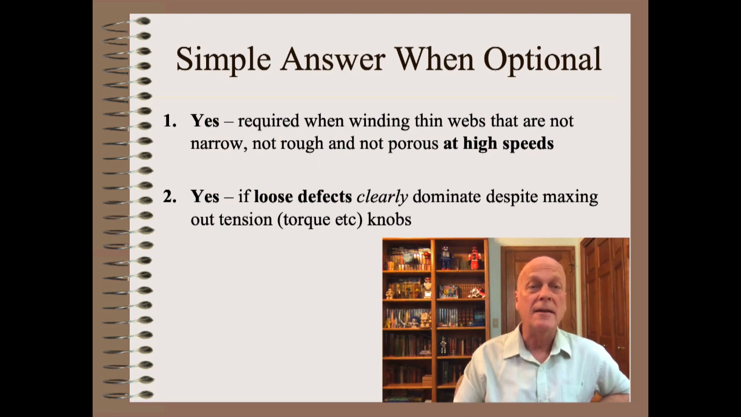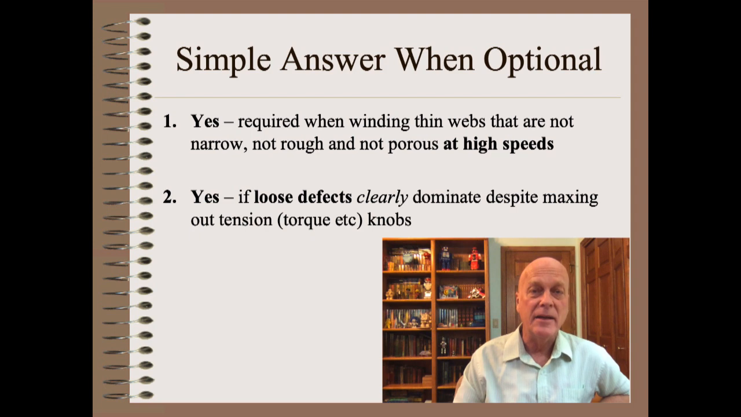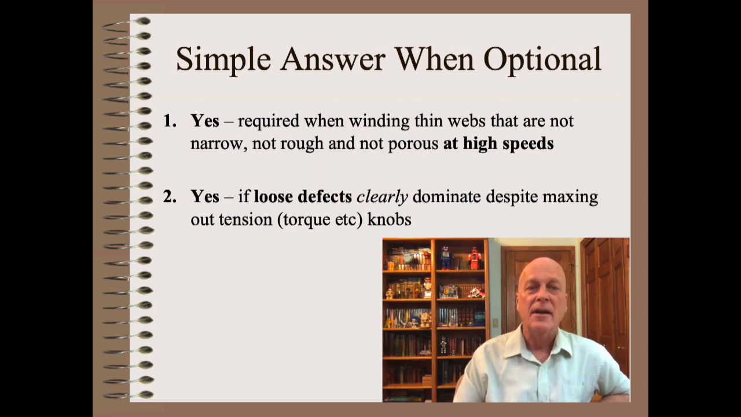Sometimes it is quite clear when a nip should be used. A common example is winding of thin webs that are simultaneously not narrow, not rough, and not porous at high speeds. We covered the details of the why in our award-winning and trademarked Web101 class that has been taken by 5,000 students. Entrained air, which increases with winding speed, loosens the wind of certain webs. If you clearly can't live with that looseness, you clearly need a nip.